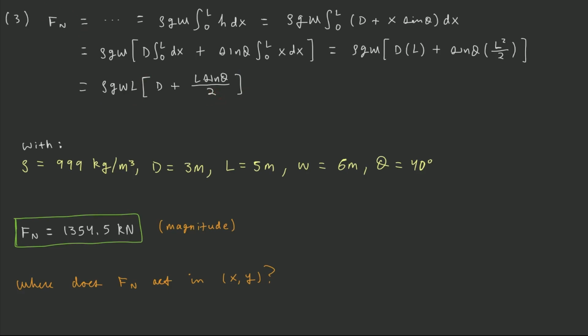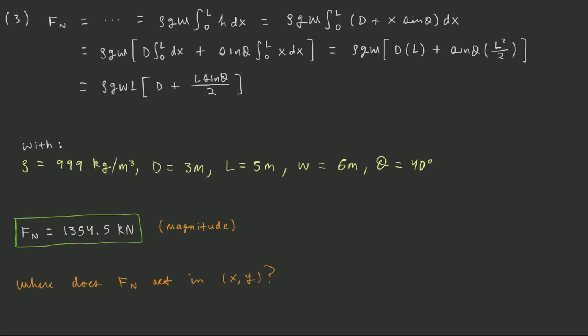So if you then plug in the knowns that were given in the beginning of the problem, you can see that the net force is then equal to 1354.5 kilonewtons, and that is technically a magnitude, but we know it's in the direction from the water to the air because the pressure of the water is greater than the pressure of the air. The hydrostatic pressure from the water is greater than the hydrostatic pressure from the air.